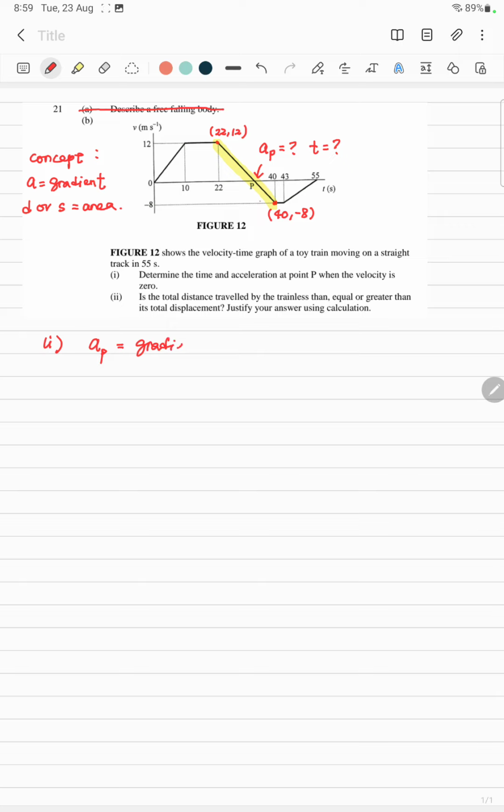So write down the concept. The acceleration at point P equals gradient. So we calculate the gradient. We have negative 8 minus 12 untuk pasti y-axis. For the x-axis, we have final 40 minus initial 22. So you might pause the video to do the calculation. So the a at P, if you calculate correctly, will be around negative 1.11 meter second negative 2. Okay, unit jangan lupa.